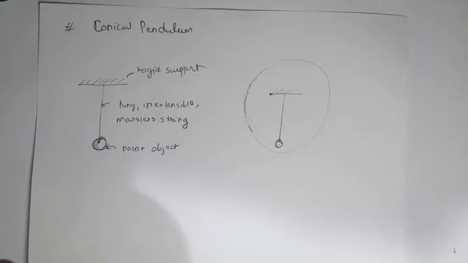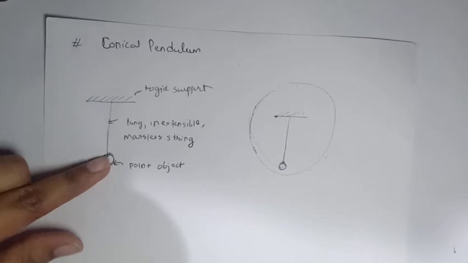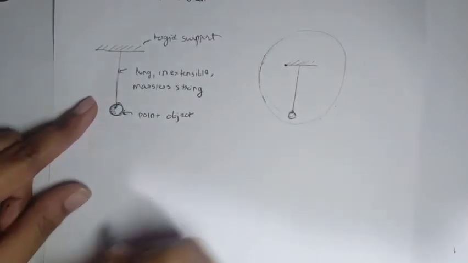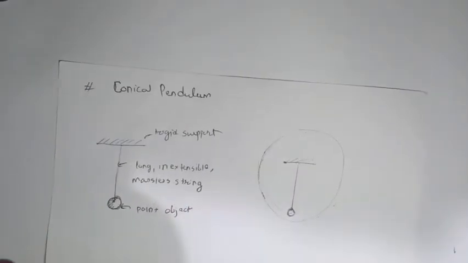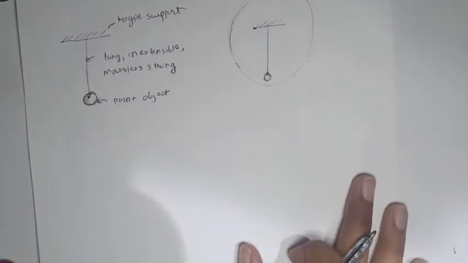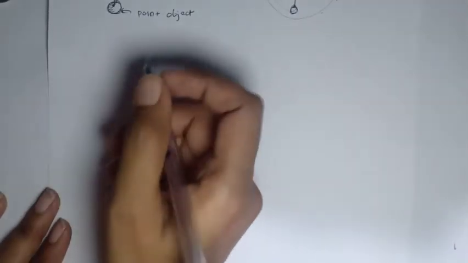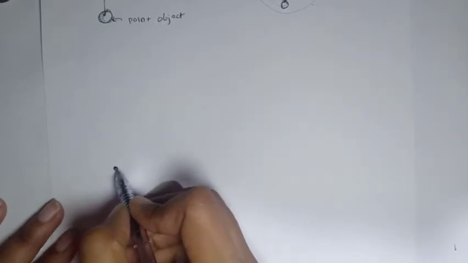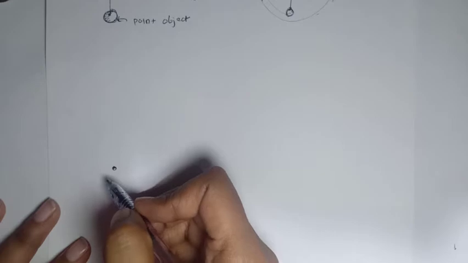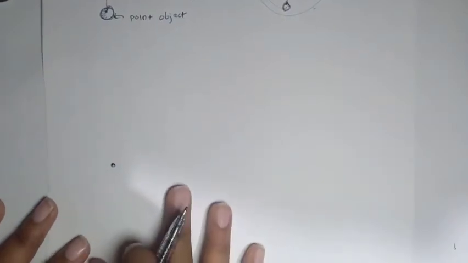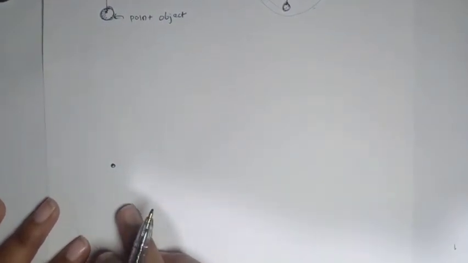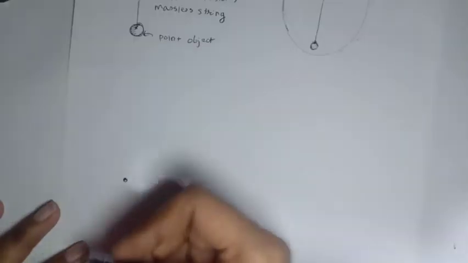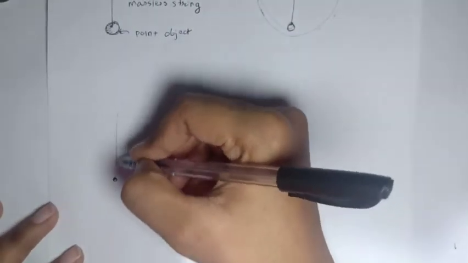From the video we have understood that when a pendulum performs horizontal circular motion, that type of pendulum is known as a conical pendulum. So we will derive the mathematical expression for that. Now consider a bob of mass m. Suppose this is the bob of mass m revolving along a horizontal circle. We have to consider this bob as a pendulum.